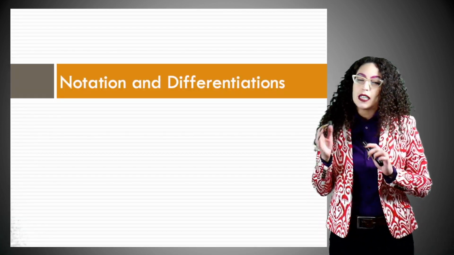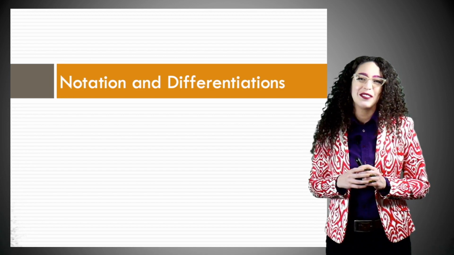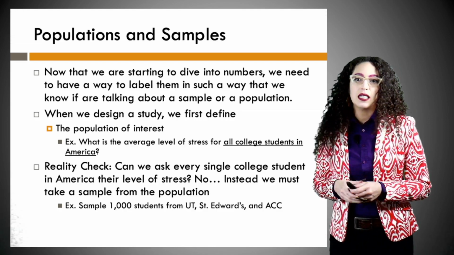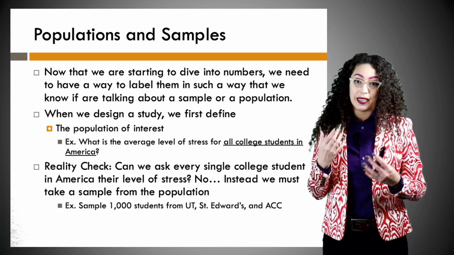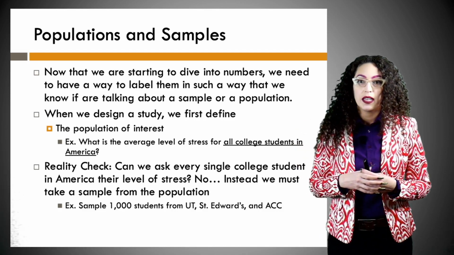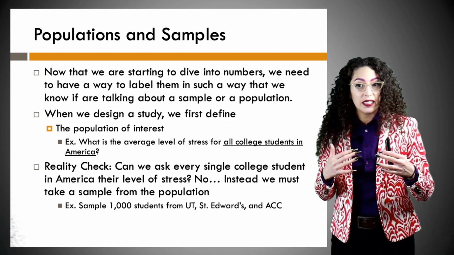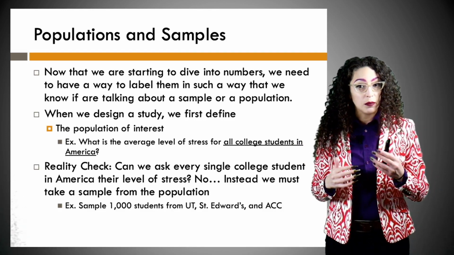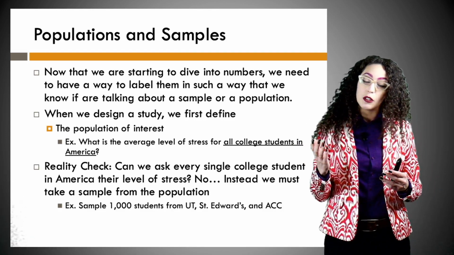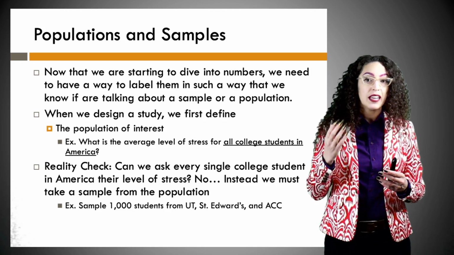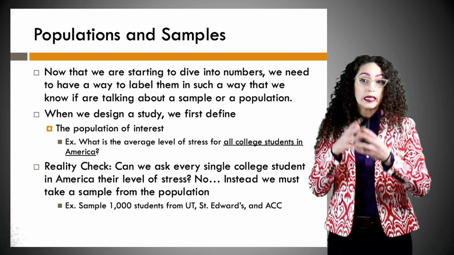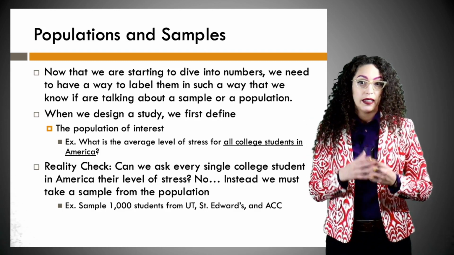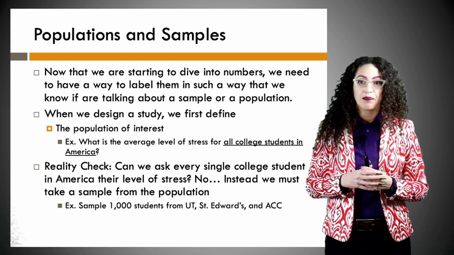So we're going to just have a quick note about notations and differentiations because it matters if you're talking about a sample or a population, the type of symbols that you're going to use. So now that we're finally starting to dive into the numbers, we need to make sure that we label them correctly so that if anybody else was going to read this particular number, they understand that it came from either a sample that you took or the entire population was asked, and this is the average for the whole population.